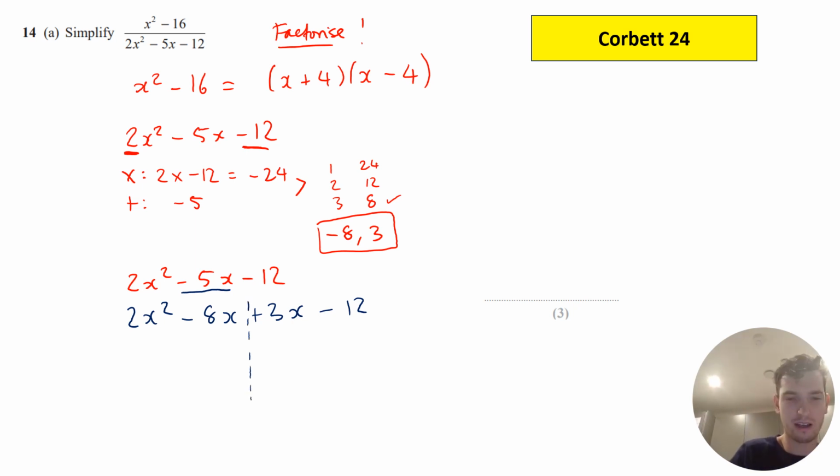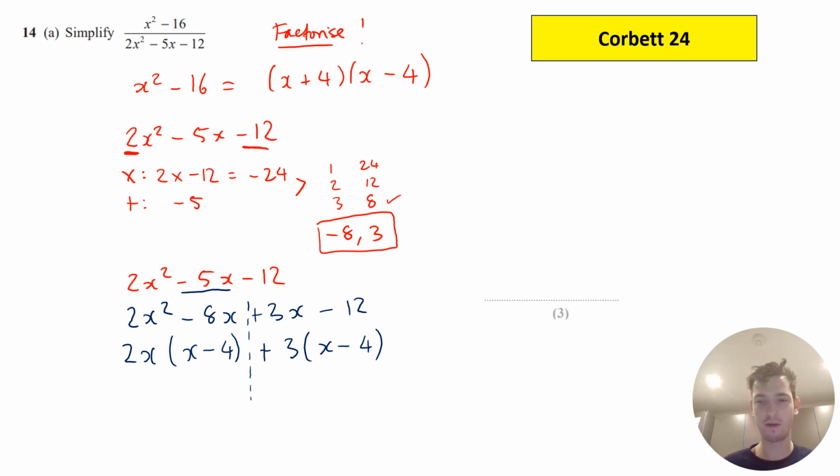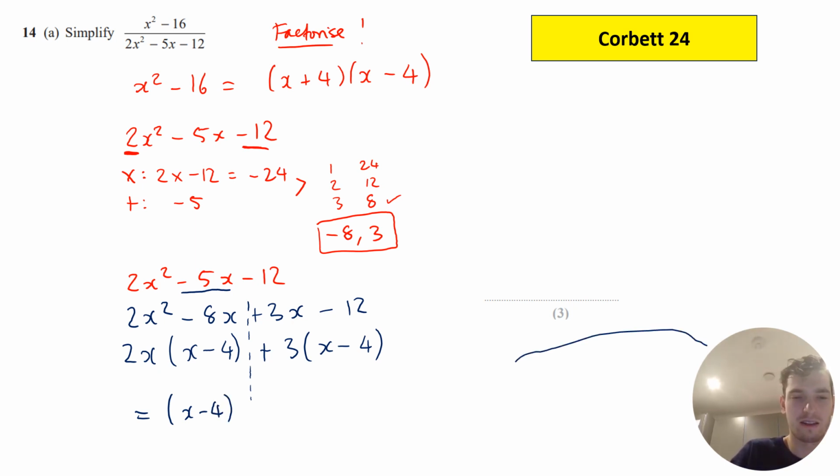Now I'm going to do my technique that I've shown you, factorize the first bit. So what goes into 2x squared and minus 8x? So I think it's 2x, x minus 4, plus 3 brackets x minus 4. And I'm happy when I see that I've got x minus 4 in both brackets because it means that I'm correct. And my final step is to do x minus 4, and then this 2x plus 3. And I'm done.